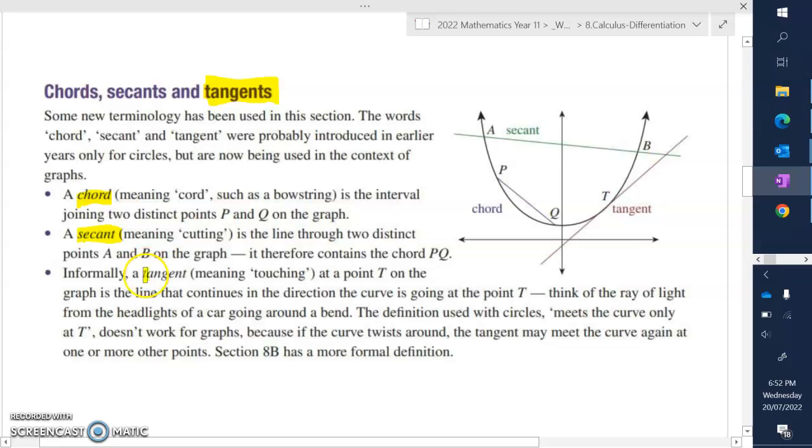The one we are going to be looking at is tangent. Tangent is important. We're going to refer to the tangent a lot. The tangent is what we are dealing with when we do our differentiation. So informally, a tangent means touching. So you can see our tangent here. It's a line that is touching that parabola, and it's actually touching it only at one particular point, and that's at point T. The definition here says, think of a ray of light from a headlight of a car going around a bend. Yeah, you can think of it like that. That's sort of what it looks like. We're going to look at it algebraically and graphically. And we'll deal with that word lots, but we'll deal with it when we look at circles as well.